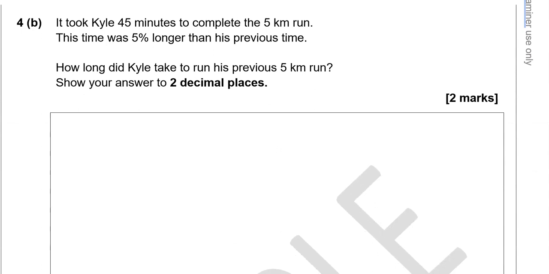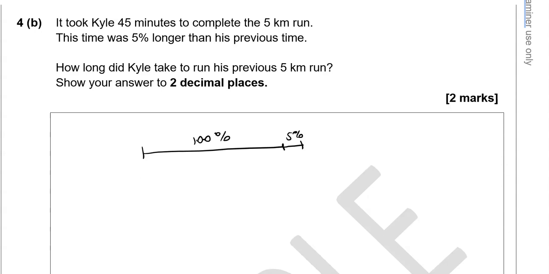It took Kyle 45 minutes to complete the 5-kilometer run. This time was 5% longer than his previous time. How long did Kyle take to run his previous 5-kilometer run? Show your answer to 2 decimal places. So if we think of the previous duration as the 100% duration, that means the new length of time will be 5% extra on top of the 100%. So it would be 105%.